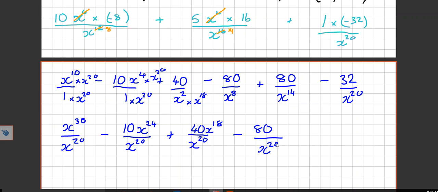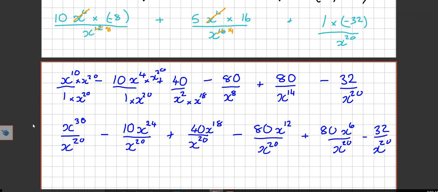How do I get from 8 to 20? So it's x to the power of 12. And then minus 32 over. Yeah. Oh, yeah, I thought I had. Plus 80 x to the power of 6. And then minus 32 over x to the power of 20.